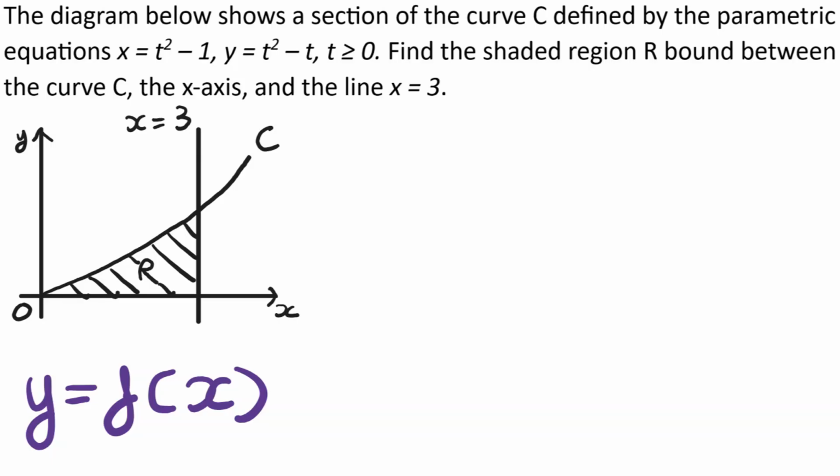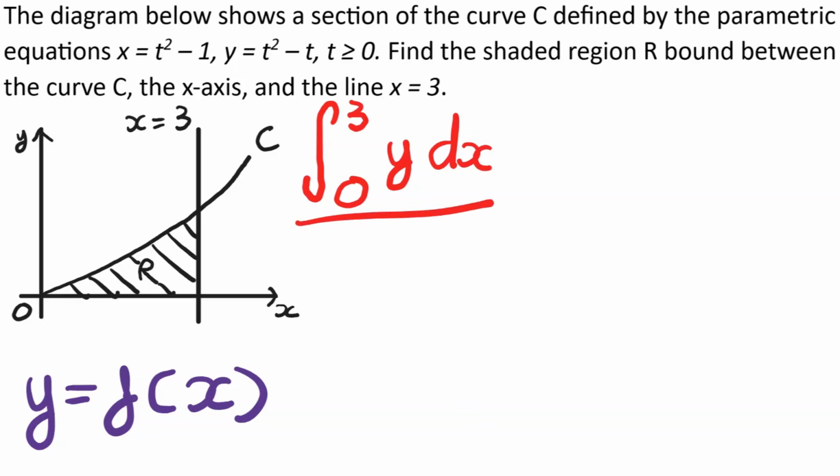Well, let's approach this question how we would normally do with integration questions. So to find this area R, what we would normally do is integrate between the lower limit, which we can see here is 0, and the upper limit, which as this goes up to x is equal to 3, the upper limit is going to be 3, and this is for y over dx. So this is how we would normally approach it.